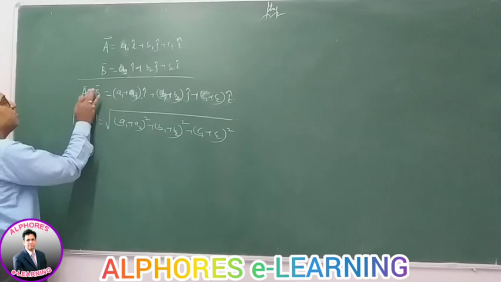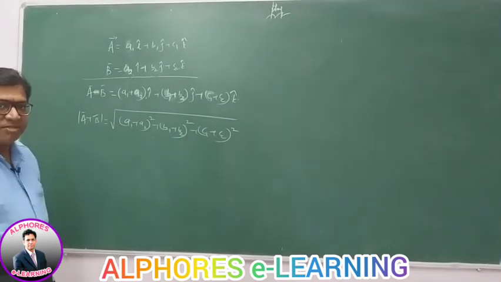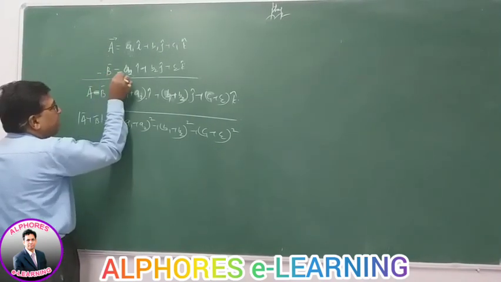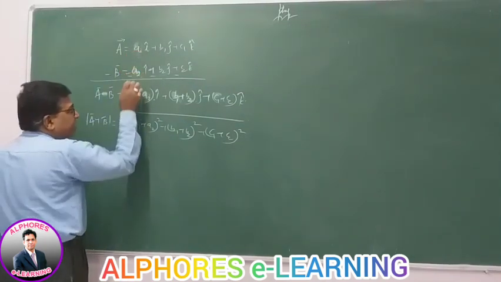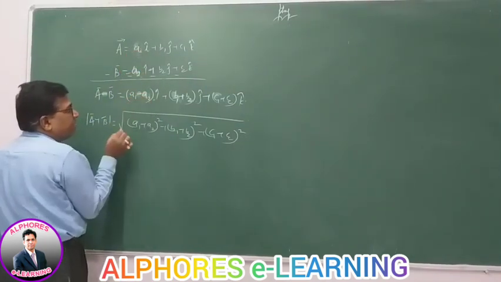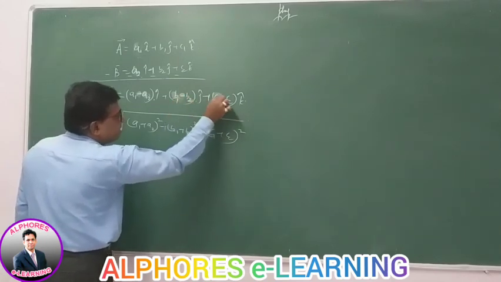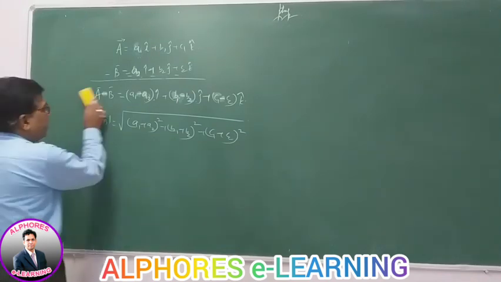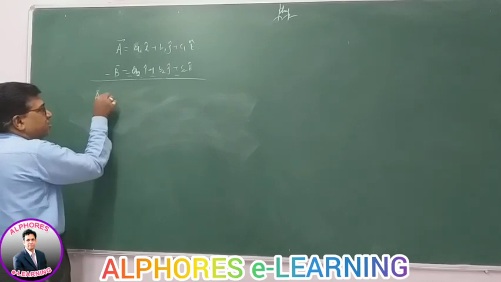Similarly, suppose you are asked to find a bar minus b bar, the subtraction of vectors. Then it is a minus b, so each component gets a minus. So it's a1 minus a2 i cap, b1 minus b2 j cap, c1 minus c2 k cap. The vector can now be represented as the subtraction a bar minus b bar.